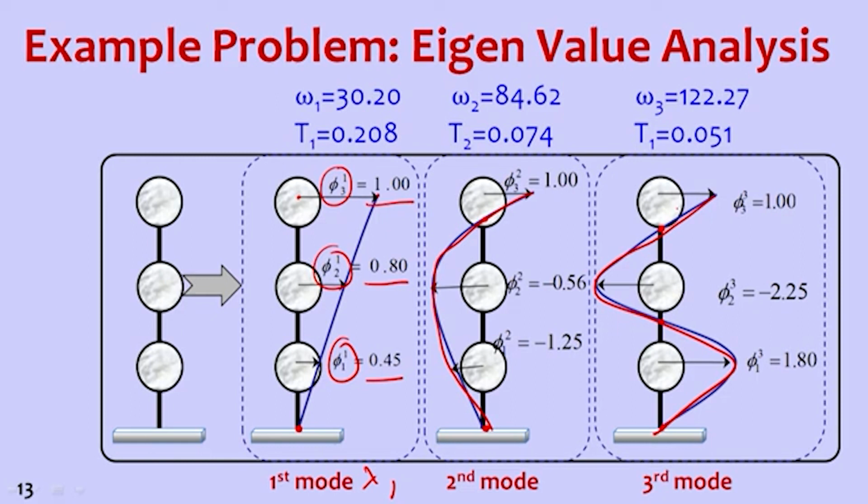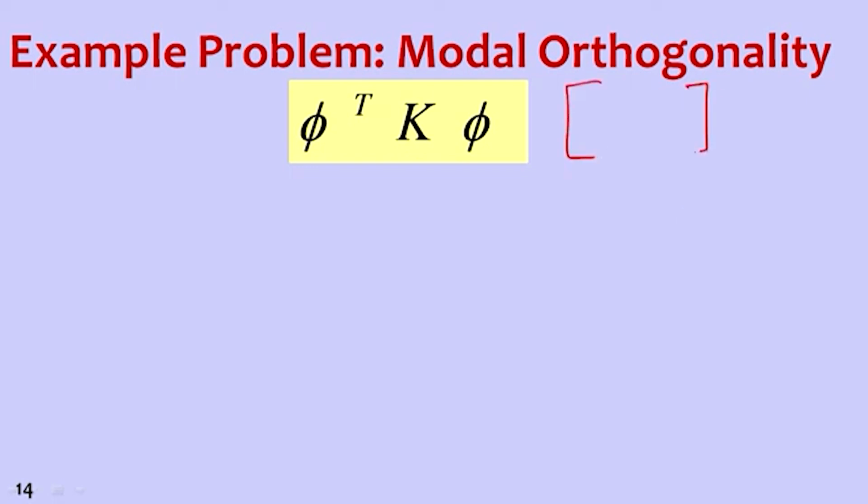Now let us see how to check the orthogonality of an eigenvector. To define the modal orthogonality of a matrix, we have to prove that phi transpose k phi is a diagonal matrix. What is a diagonal matrix? A diagonal matrix means only the diagonal elements have non-zero values, and all the rest are 0. If we can prove this, we can say that the phi matrix is orthogonal.